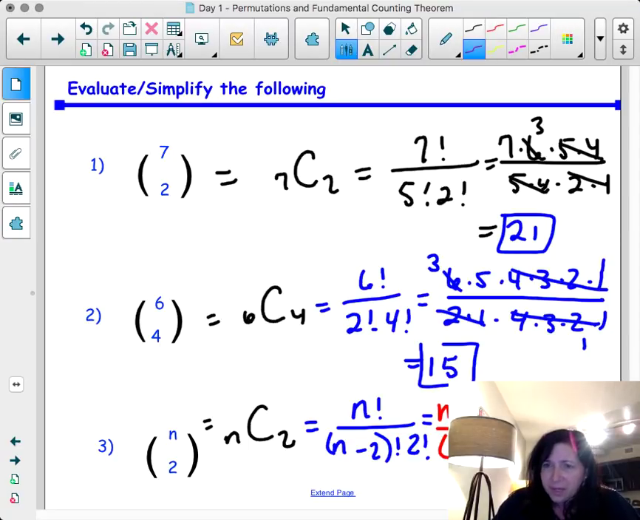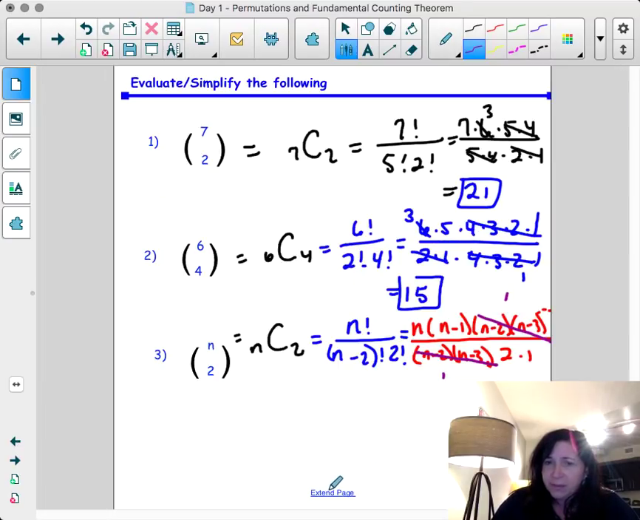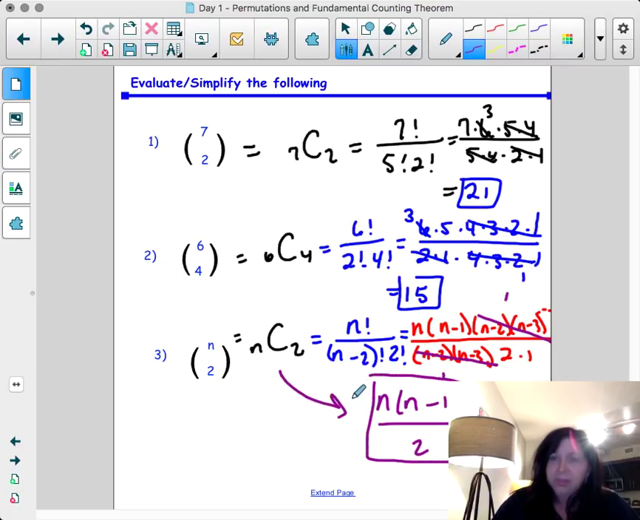So what you see here is the n minus 2, n minus 3 that keeps going is going to cancel with that keeps going. So those are just 1. So it looks like what I'm finally left with is n times n minus 1 all over 2. And that's the solution to this problem here.